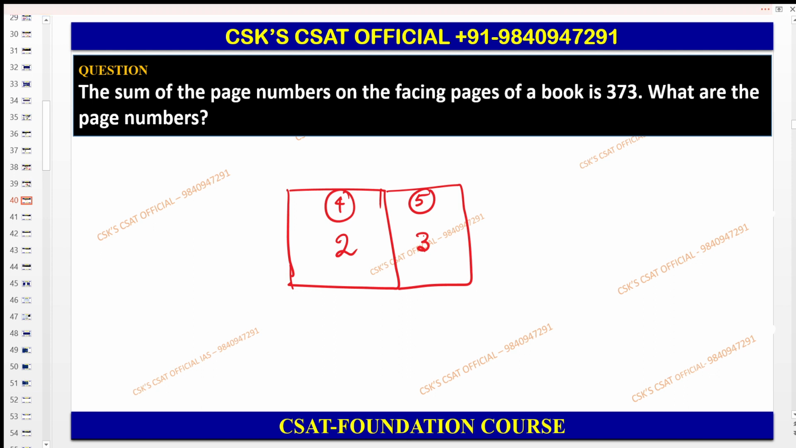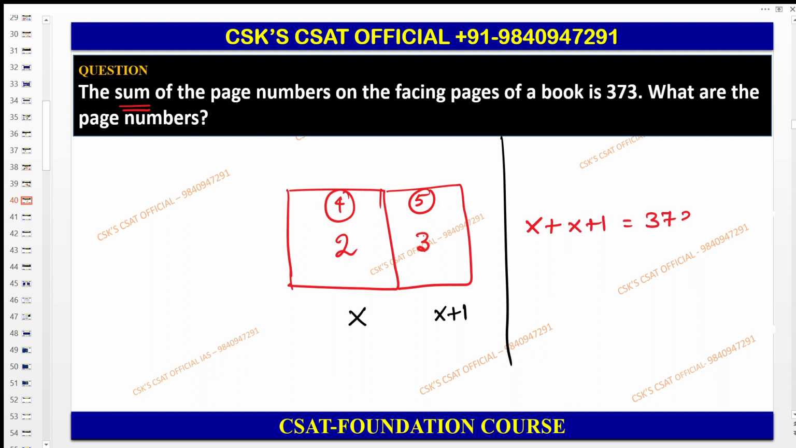So in general, let's take this as x. Then what would be this one? x plus 1. Understood? Everybody clear? Yes, sir. Now listen very carefully. This has been provided here. The sum of the, what do you mean by sum? Addition. Sum means addition. That's it. So therefore, x plus x plus 1 has been provided here as 373.